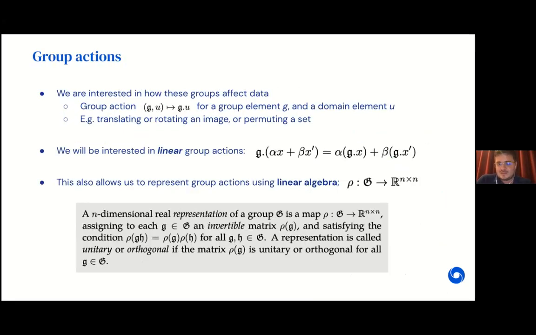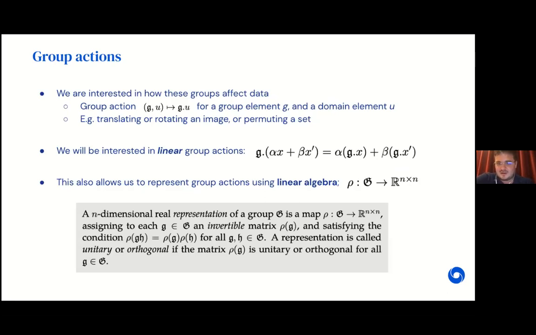Okay, so once we have these different symmetry groups, so we can reason about how they affect the data, we need to be talking about something called a group action, which is just an operation that takes a group element, a symmetry transformation, and a domain element, and applies the appropriate transformation to that domain element. For example, in the case of images, it could be some kind of translation, or in the case of sets, it could be a permutation.